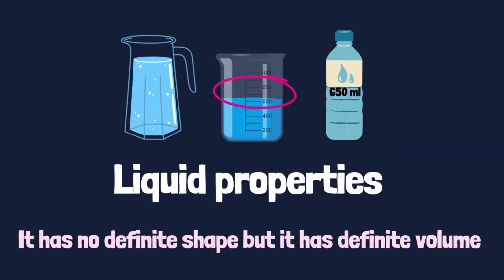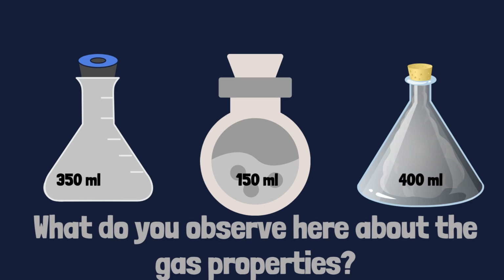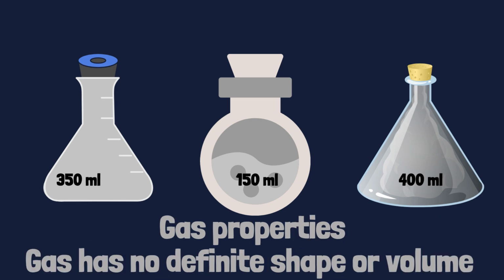Okay, we will talk about the gas properties. Here we have three different containers with different volumes. This container is 350 milliliter, the other one, number 2, has the volume 150 milliliter, and the last one has the volume 400 milliliter. What do you observe here in the gas state? Yes, this gray color in the three containers represents the gas.